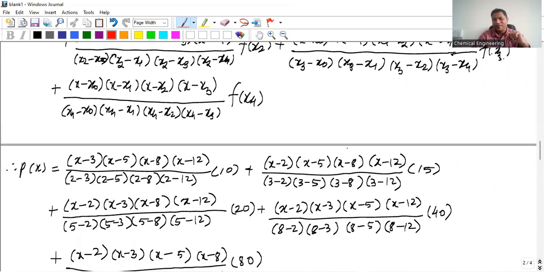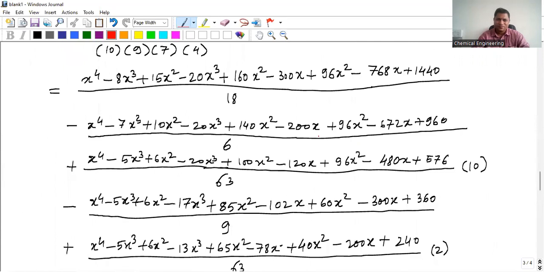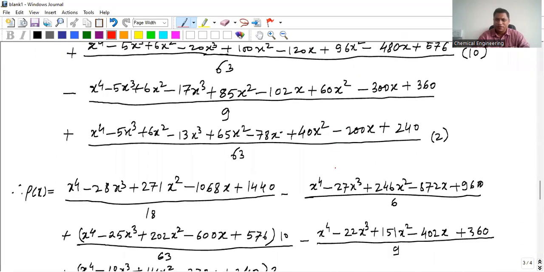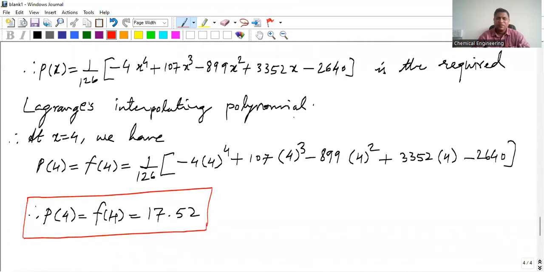Do we have any doubt in this example? Yes. Okay, all of you got this example? Okay.